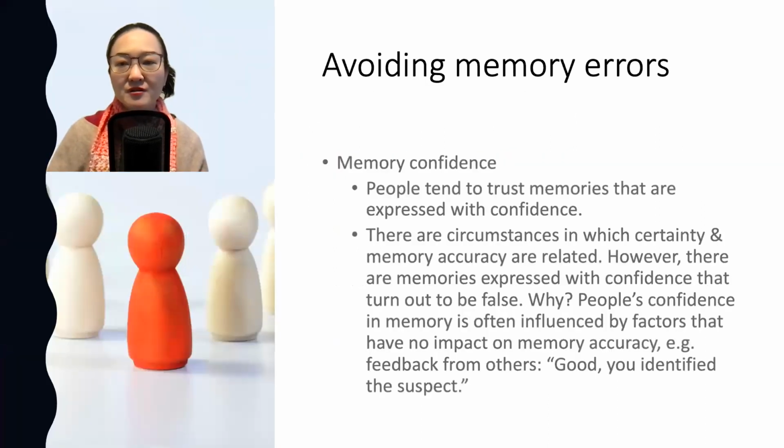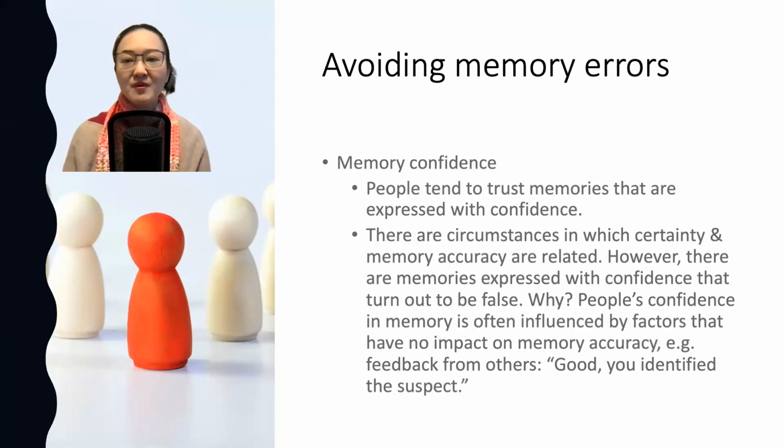Avoiding memory errors. Memory confidence. People tend to trust memories that are expressed with confidence. There are circumstances in which certainty and memory accuracy are related. However, there are memories expressed with confidence that turn out to be false.